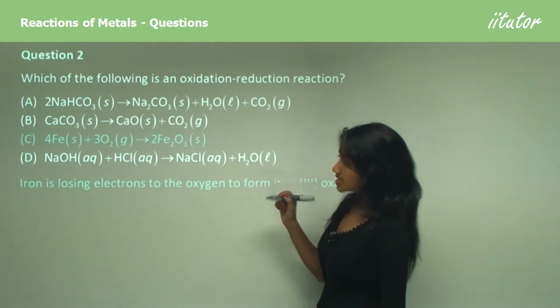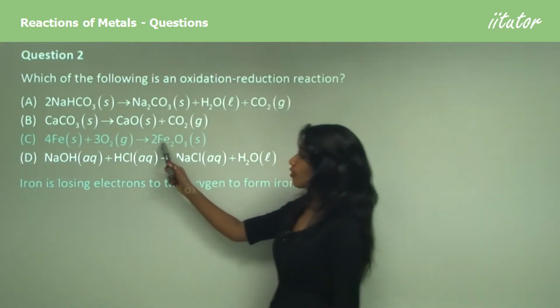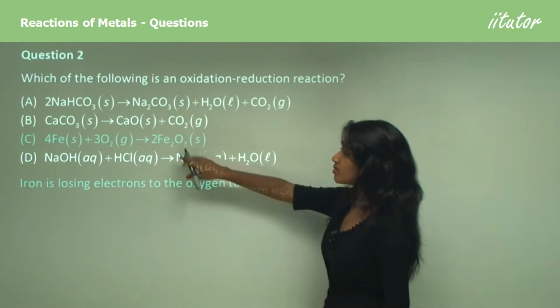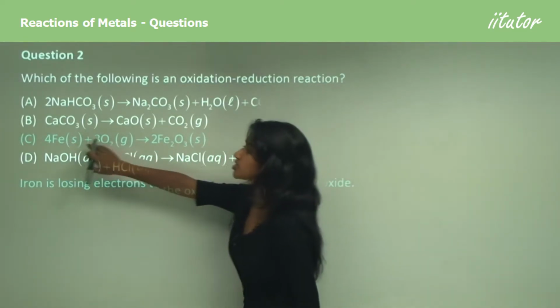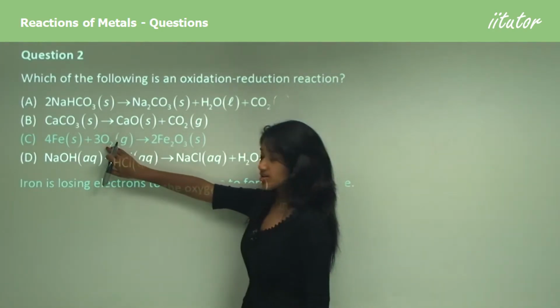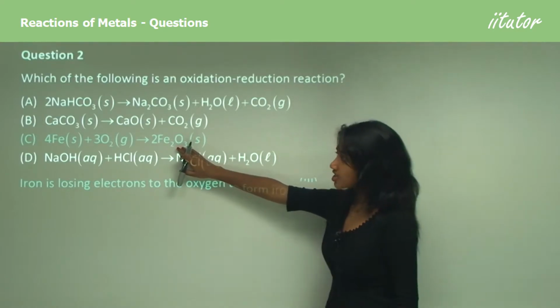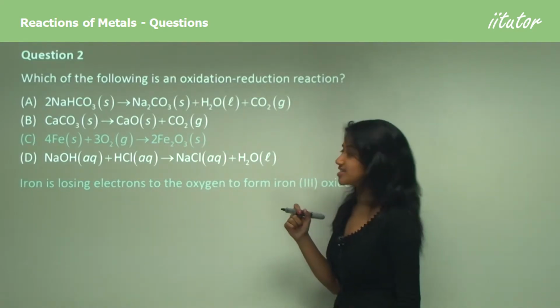Giving us option C, which is iron reacting with oxygen to form iron oxide. Now, iron 3 oxide here is formed by iron and oxygen. So iron would be undergoing oxidation while oxygen would be undergoing reduction to form iron oxide, as you can see. So option C is the answer.